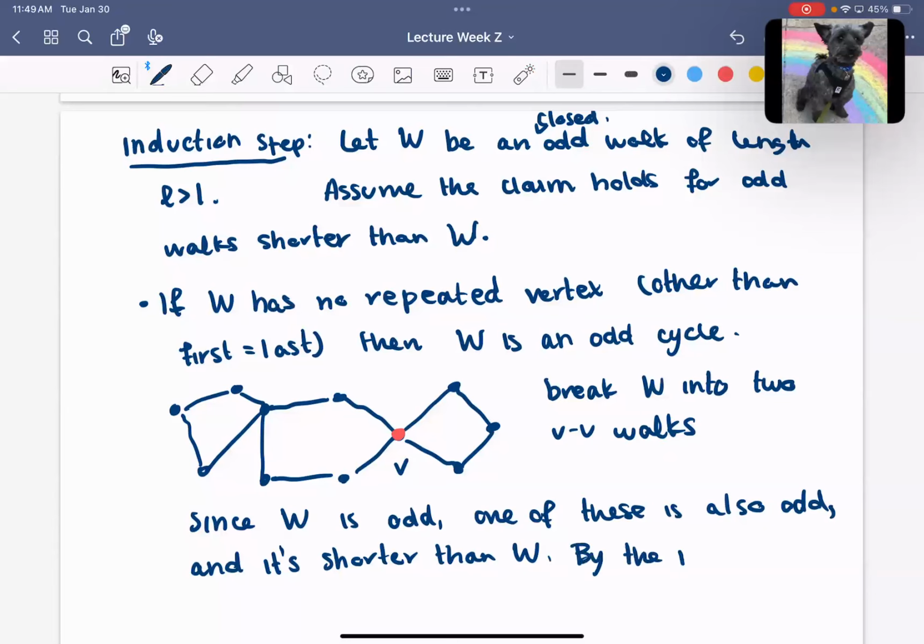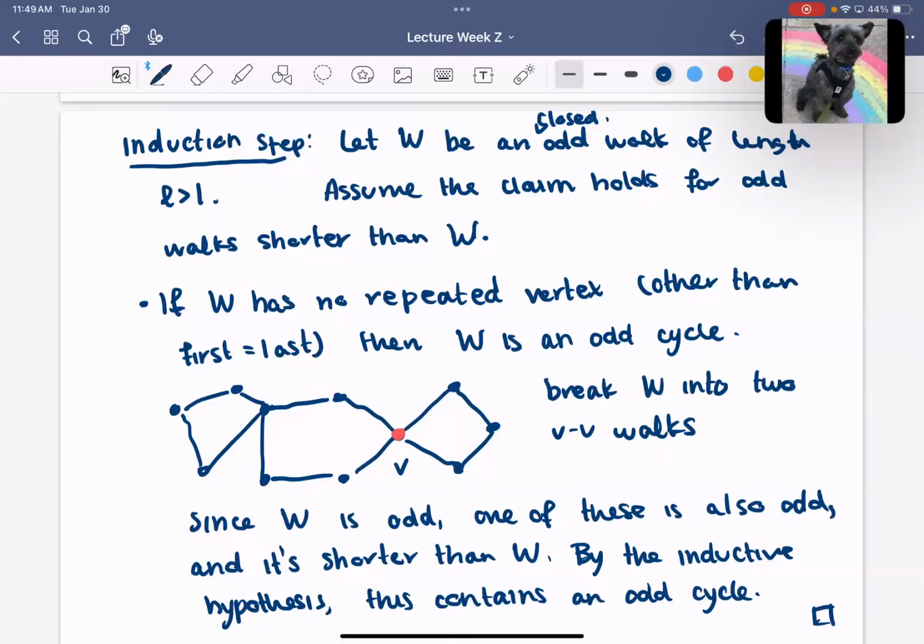By the inductive hypothesis, this contains an odd cycle. Okay, so that finishes the proof.